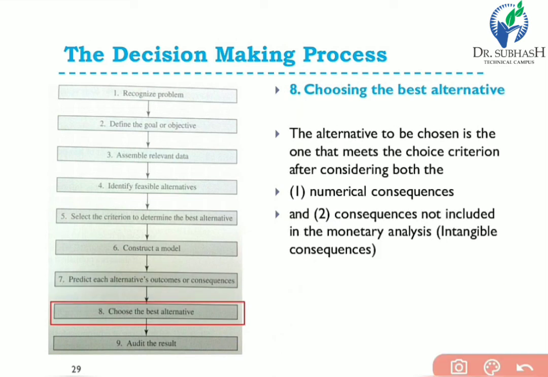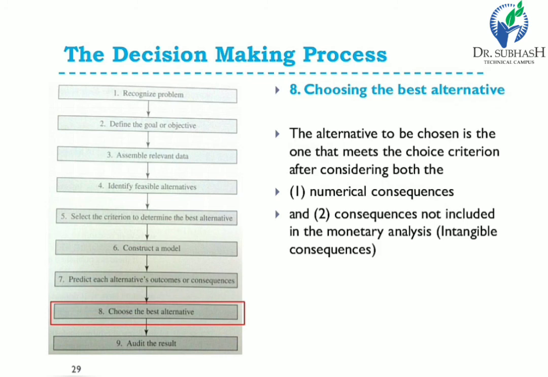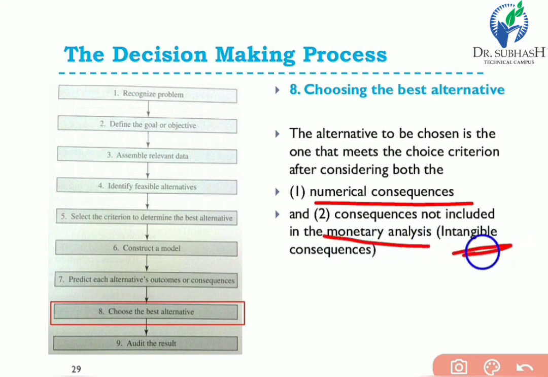8.1 is choosing the best alternative. Choosing the best alternative means the alternative to be chosen is the one that meets the choice criteria after considering both: the first one is numerical consequences, and the second one is consequences not included in monetary analysis. Intangible consequences, we also learn about it.